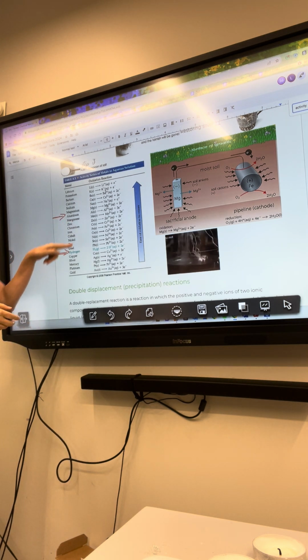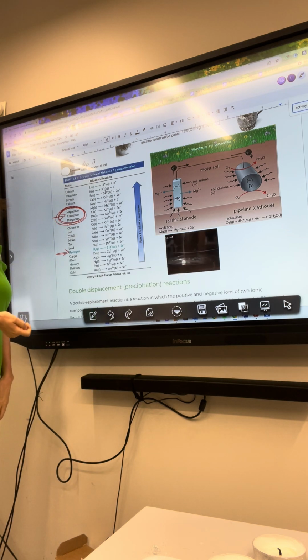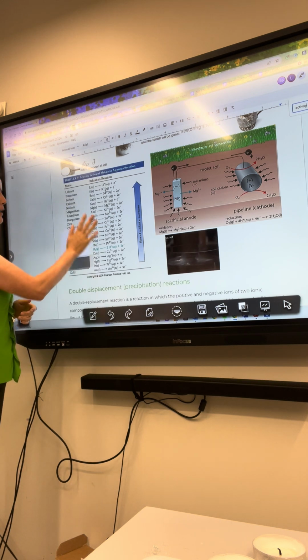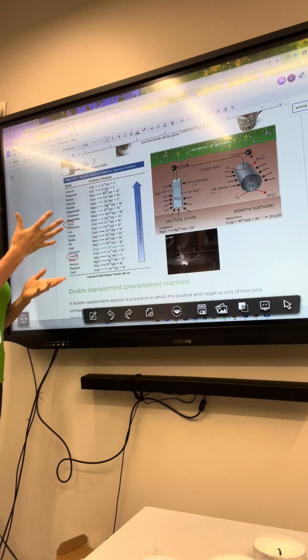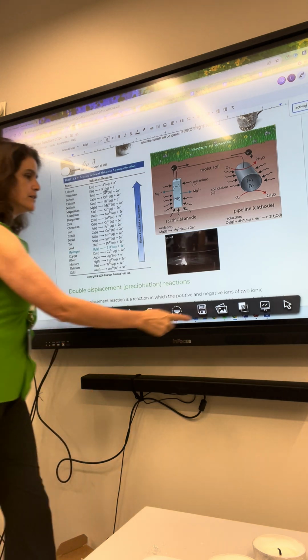So if you see this happening, the one that is by itself is on top, then it's going to happen. If it were the other way around, it wouldn't happen, right? If I had copper by itself and copper was trying to displace zinc, not going to happen, you just put no reaction, right? So you need to know that. Now let's go back to this.